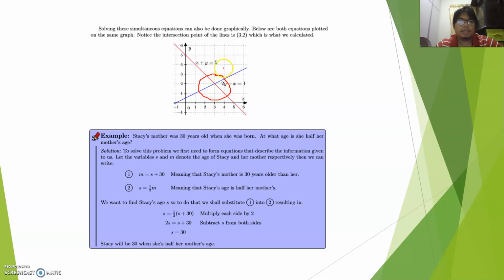So the coordinate of this intersection is (3, 2). So this is the x value and this is the y value. So you can try this example. You can discuss with your friend and let's see if you can find the solution for this problem.